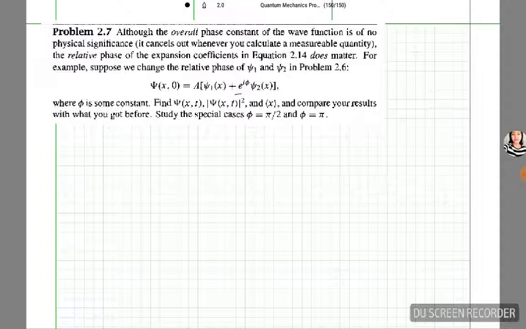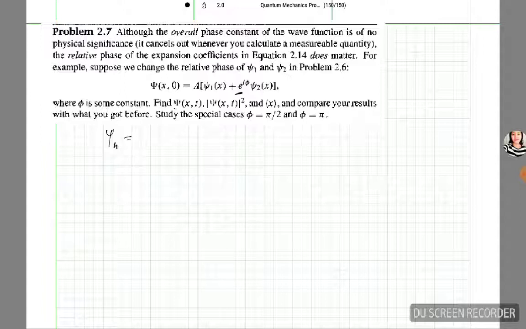So we're going to start with this. It's in an infinite square well. We want to know how the overall phase constant of the wave function comes into play. The overall phase constant of the wave function doesn't matter whenever you get a measurable quantity, but the relative phase can matter. So this is a relative phase difference, a difference between state 2 and state 1, which are both stationary states.